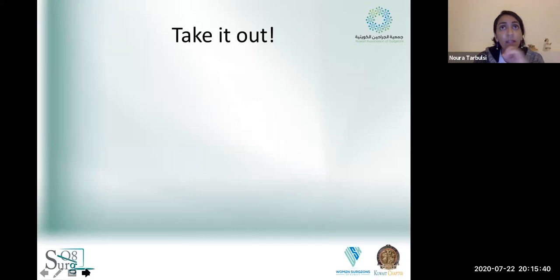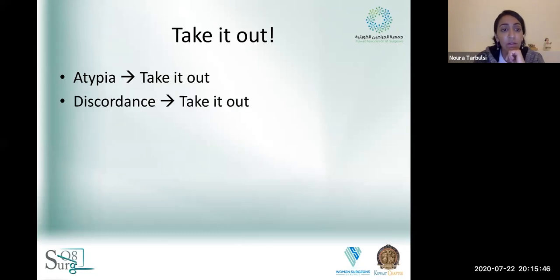So when do we take out any breast lesion? As we said, if we see the word atypia, we take it out. If there is discordance between radiological finding and pathological finding, then we have to take it out. For example, if the radiologist tells me it's a BI-RADS 5 and the biopsy comes as fibroadenoma, we're definitely taking it out because this is discordant.